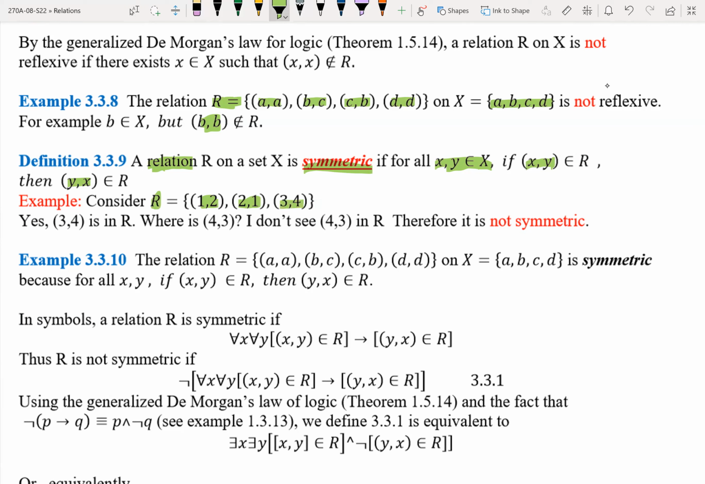But then, 3 is related to 4, but 4, 3 is not part of my set. So then it's not symmetric. 3, 4 is in the relation, but since 4, 3 is not there, that's not a symmetric relation, okay? Make sense?